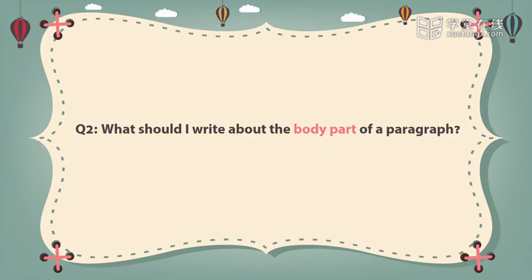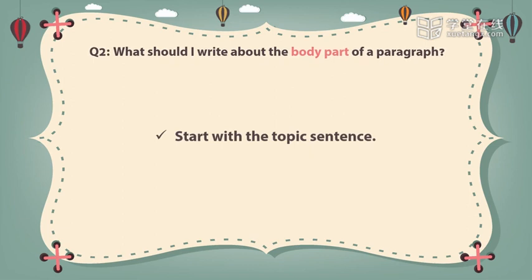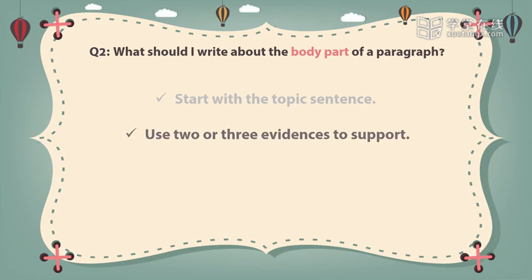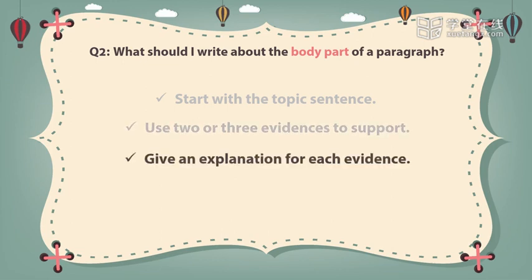What should I write? Then when you develop that idea, you should again start with the topic sentence that already shows what idea you're going to talk about. After that, you should use two or three pieces of evidence that will support your idea or your argument. And for each one of those, you should give an explanation. So you've mentioned evidence and explanation. What do they refer to?